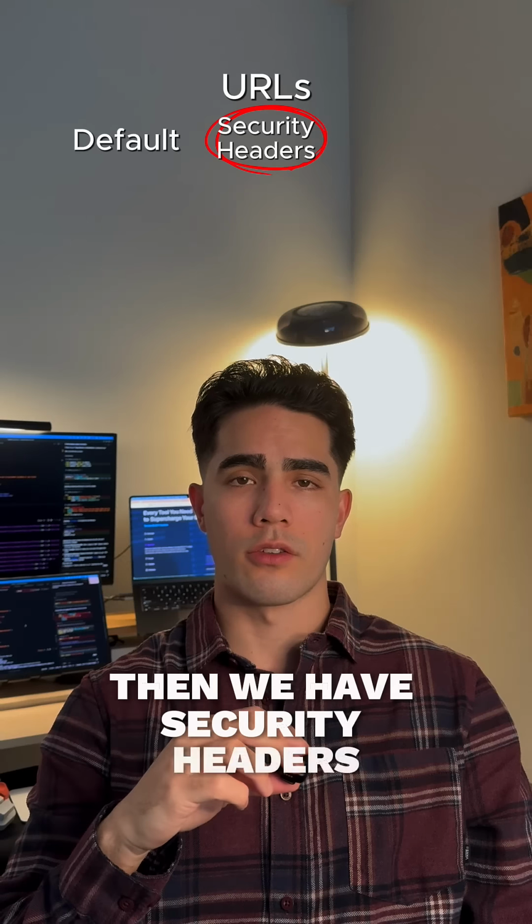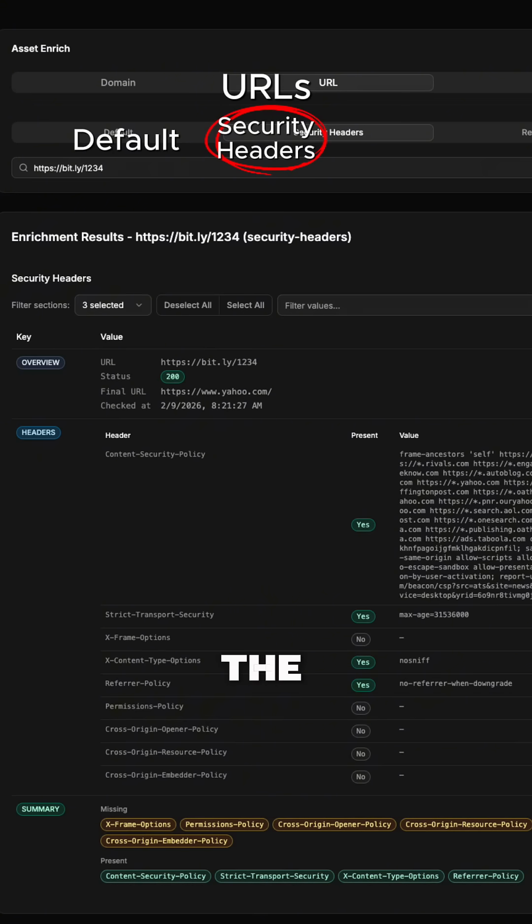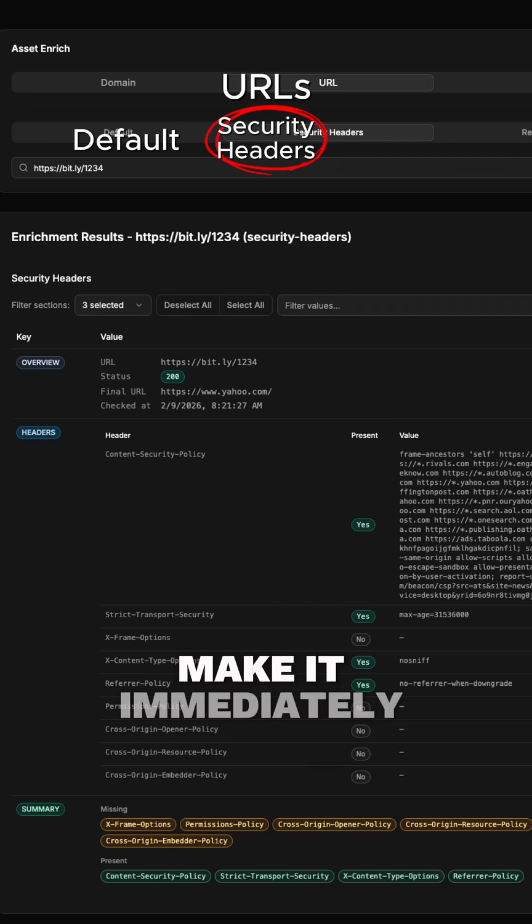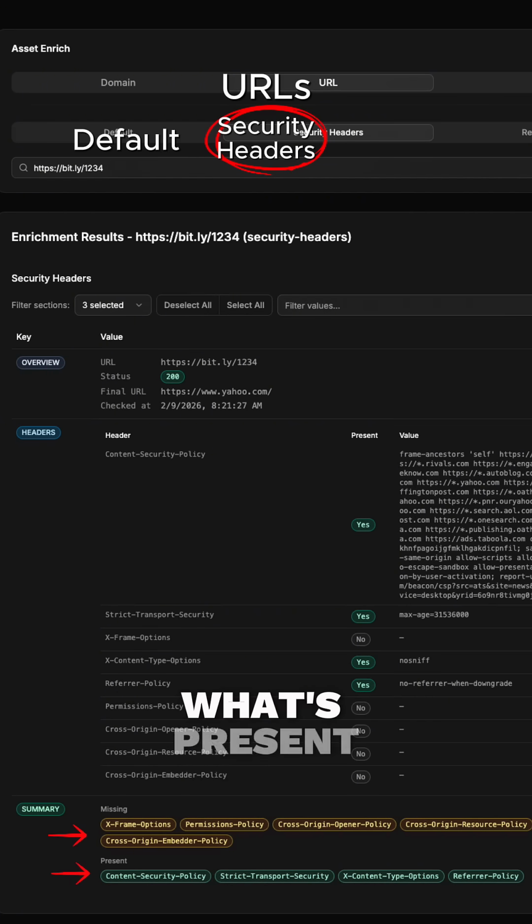Then we have security headers. This is where visual indicators really shine. The combination of color and summaries make it immediately obvious what's missing, what's present, and what needs attention.